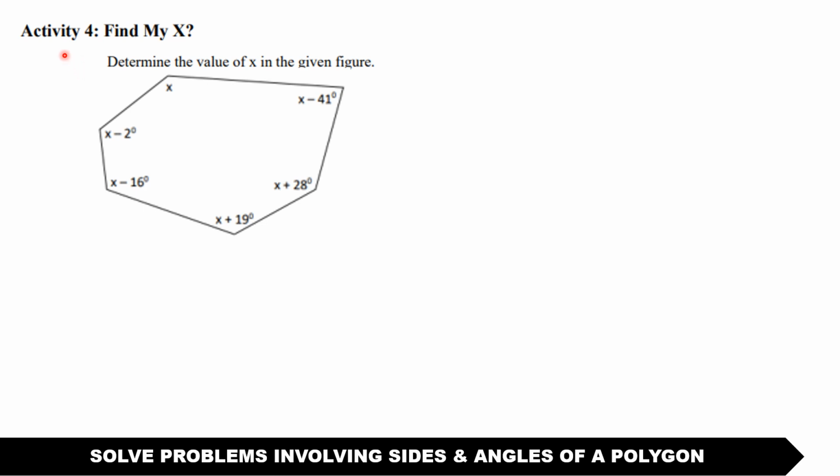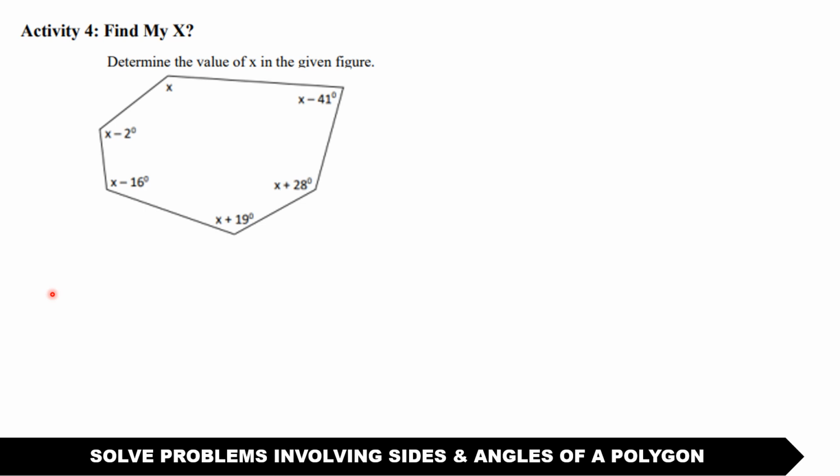Okay, so now let's have Activity 4, Find My X. Determine the value of x in the given figure. So, bago natin hanapin yung value of x, alamin muna natin yung number of sides ng polygon given. So, we have 1, 2, 3, 4, 5, 6. So, 6 ito. So, ibig sabihin, hexagon siya.